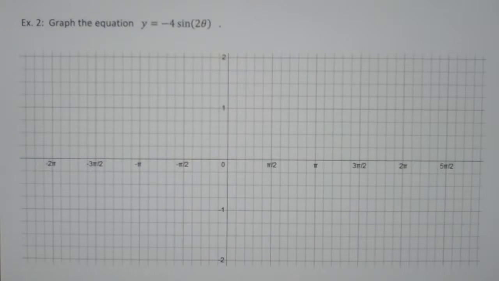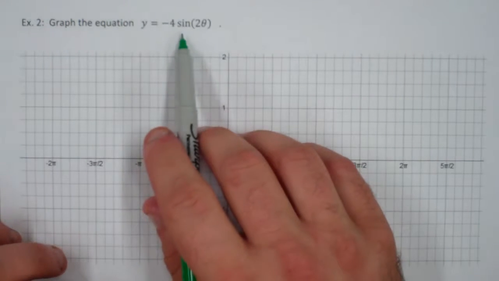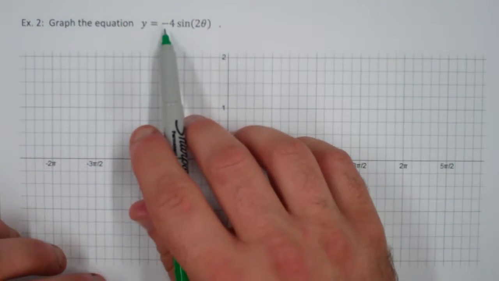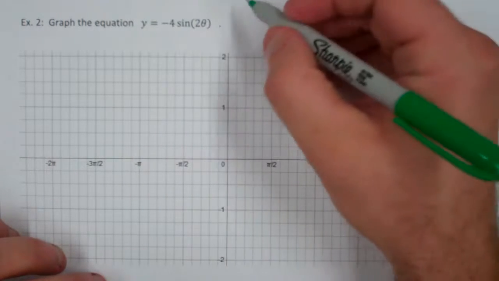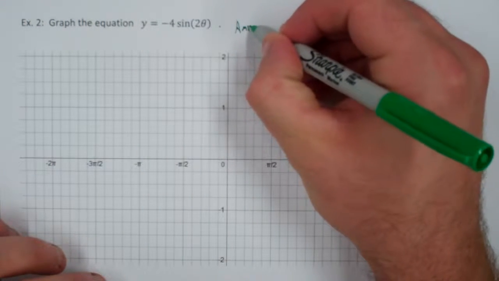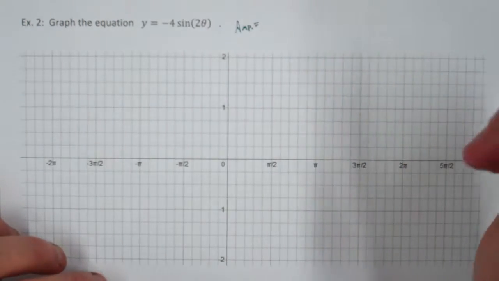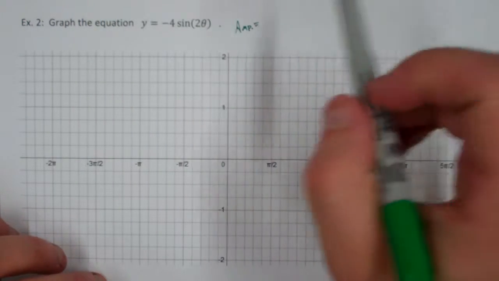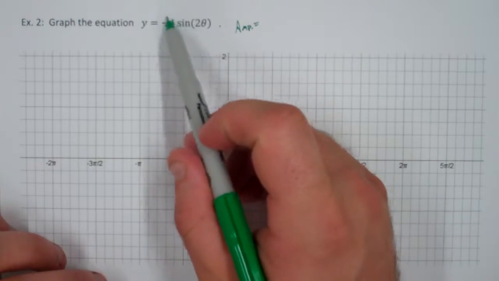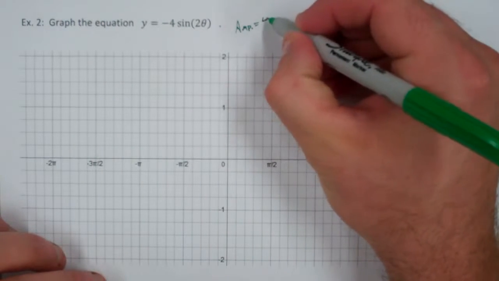In example 2, we need to graph the equation y is equal to negative 4 sine of 2 theta. So first of all, this is a sine equation. We could also find the amplitude, and right away I'm also noticing that I've got a negative sign. So the amplitude is simply the absolute value of this piece right here, and some folks would call that A. That's the letter we usually use to stand for this value out here. So the amplitude is 4.